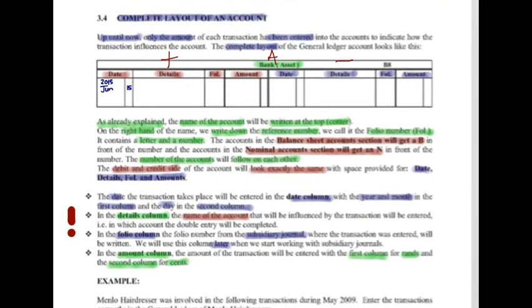Then the next column is the details column. This is where I write the name of the account that will be influenced by the transaction to be entered in the other account. In other words, we call this the contra account details. Say for instance I'm using bank and vehicles, or bank and creditors, or bank and current income. The other account's name, that is what I would write in the details column here.